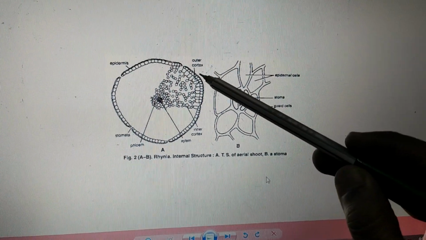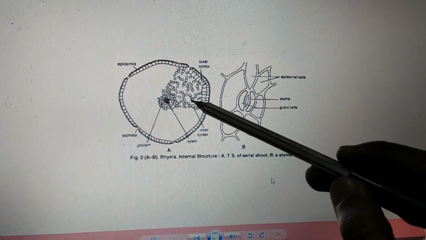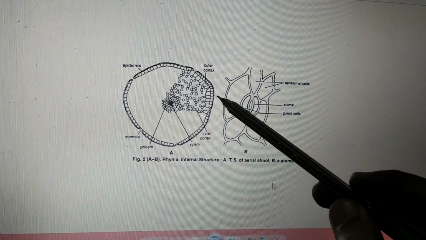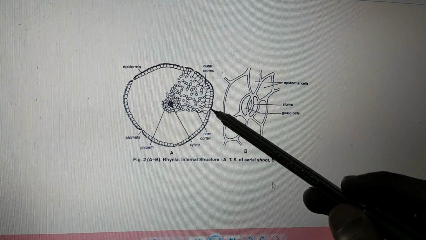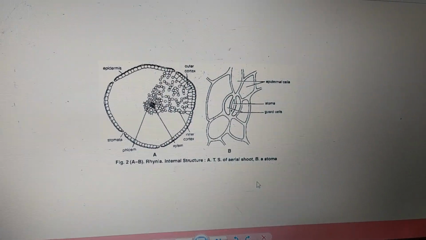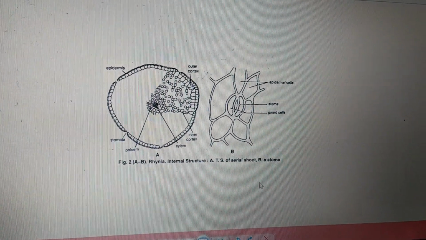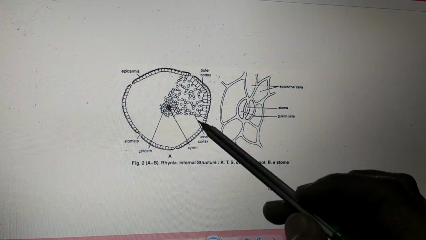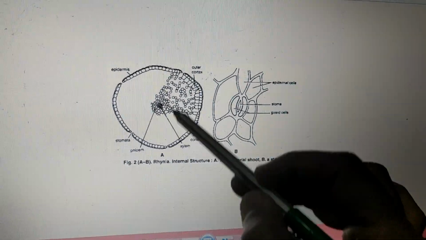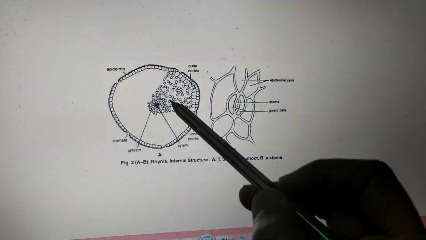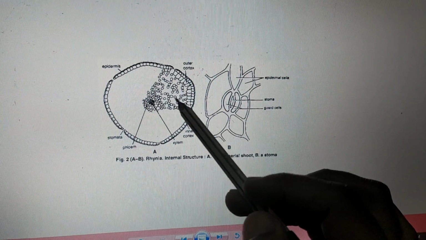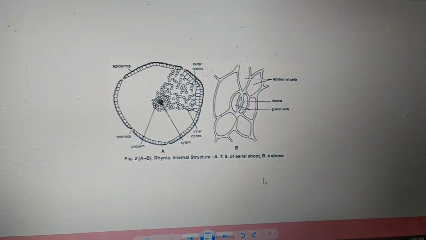The cortex is divided into two zones, the outer cortex and the inner cortex. The cells of the outer cortex are elongated parenchymatous cells which are compactly arranged without any intercellular spaces, whereas the cells of the inner cortex were thin-walled, spherical parenchymatous cells with a lot of intercellular spaces, as we can make out here. The central stele is of protostelic type. We have xylem at the center, surrounded by phloem, with no pith, and even an absence of endodermis as well as pericycle.